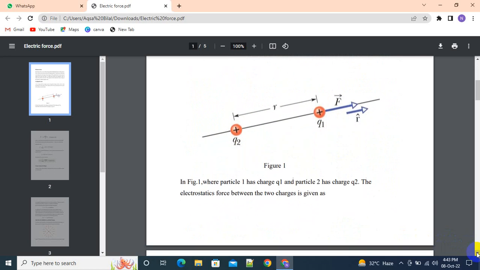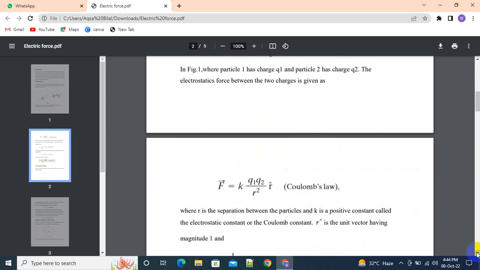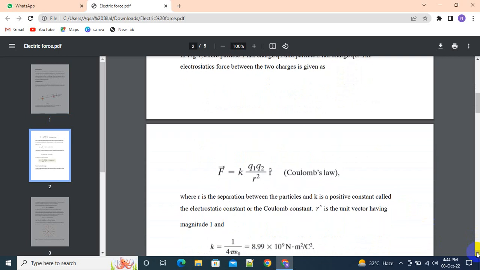Figure 1. In Figure 1, where particle 1 has charge q1 and particle 2 has charge q2, the electrostatic force between the two charges is given as F = k q1 q2 / r². This is Coulomb's law, where r is the separation between the particles and k is a positive constant called the electrostatic constant or the Coulomb constant.